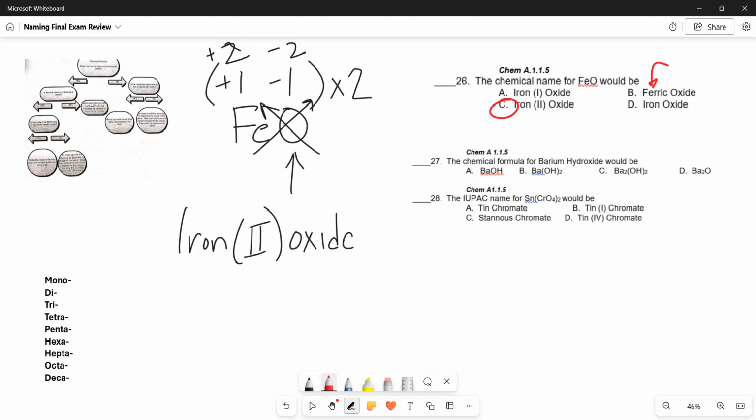Notice here there is some Latin naming. If you were taught Latin naming, you might want to brush up on that, because iron is the lower oxidation state, the iron 2, we would name it ferrous oxide. Just throw that in there. Okay, so that wasn't even an option.